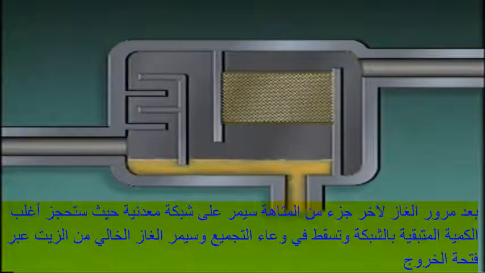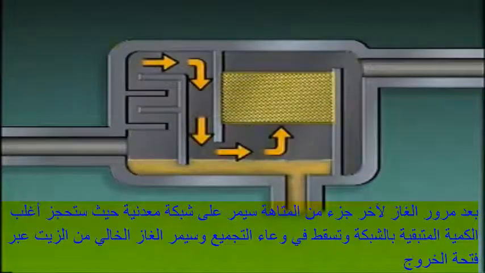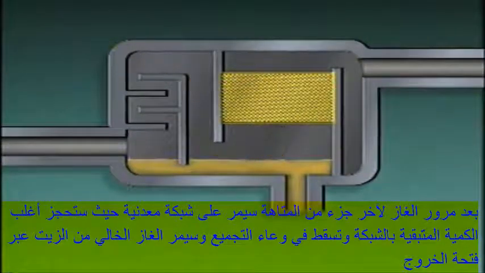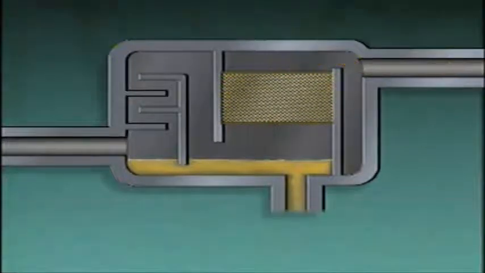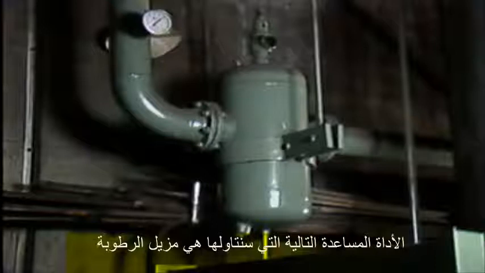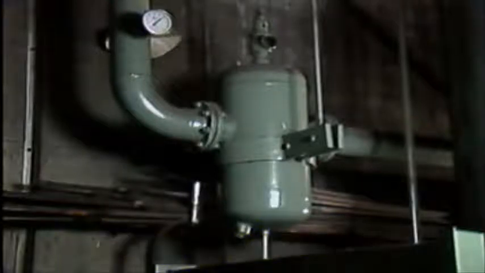After the gas passes the last baffle, it flows through the wire mesh screen. Most of the small amount of remaining oil is trapped by the screen and then drips into the sump. The relatively oil-free gas continues on through the outlet. The next auxiliary device we'll look at is a demister.